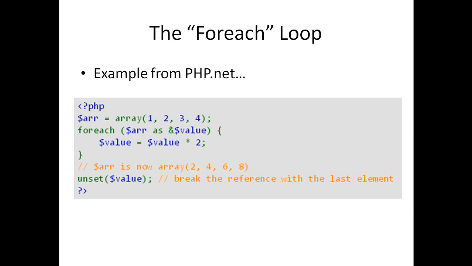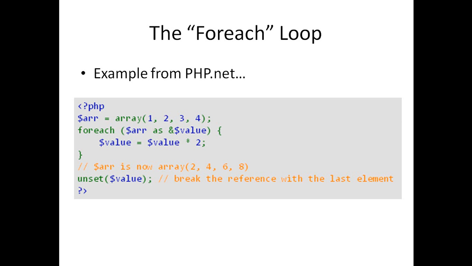You can then unset $value, which breaks the reference with the last element, because if you don't unset a reference like that, the value will actually still have a reference to the last element. So in other words, you're doing array 1, 2, 3, 4 by reference, value will hold a reference to 4, and then once $value = $value * 2 runs, it'll hold a reference to that 8 in the last element. So array index 3, 0, 1, 2, 3. It'll hold a reference to array index 3 unless you unset it. So that clears the reference.